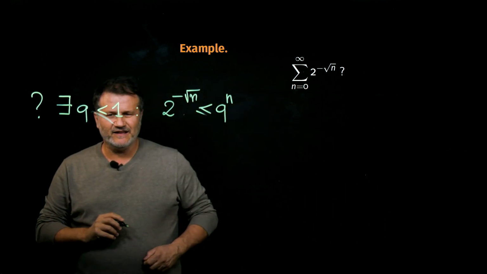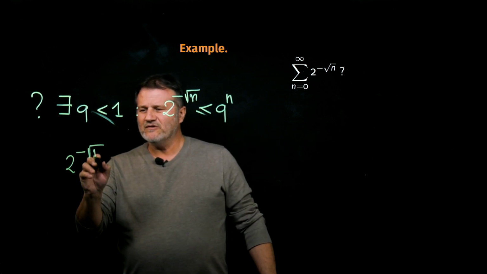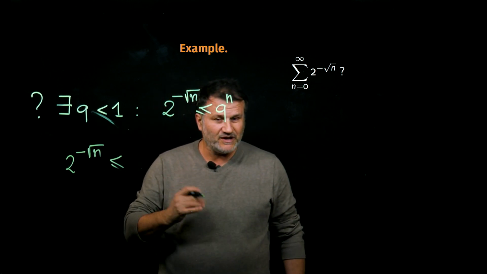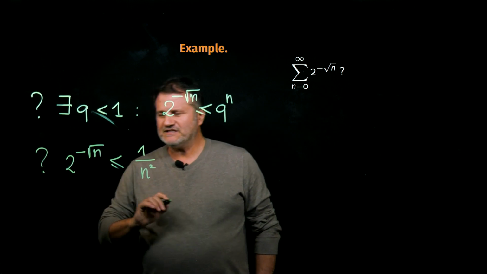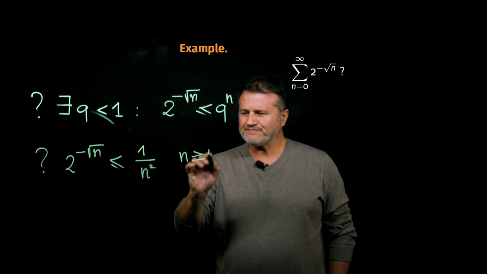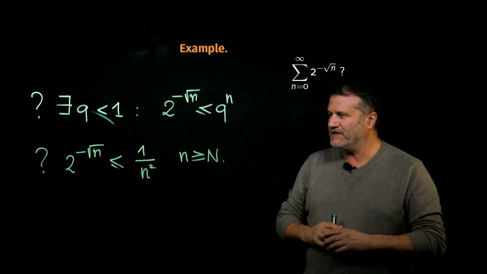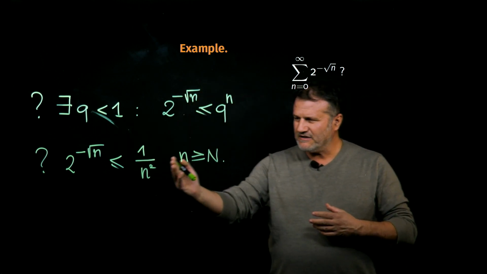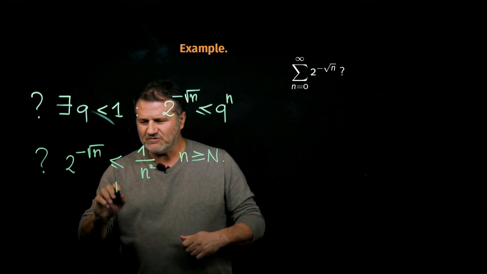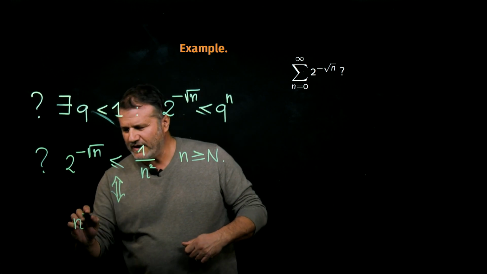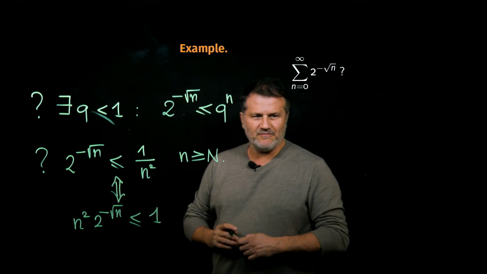Here we follow a different way, which is the following. We try to compare again 2 to minus root of n with the general term of a harmonic convergent series, so something like 1 over n squared. So we wonder if this is true at least for n big. Now we cannot solve directly this inequality because it is not an elementary inequality, but we can arrive to answer this question indirectly in this way. So we may notice that this is equivalent to saying that n squared times 2 to minus root of n must be less or equal than 1, at least for n big.